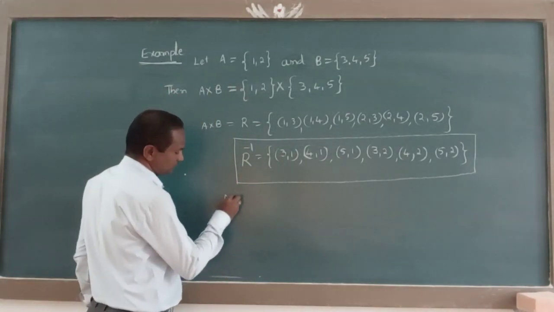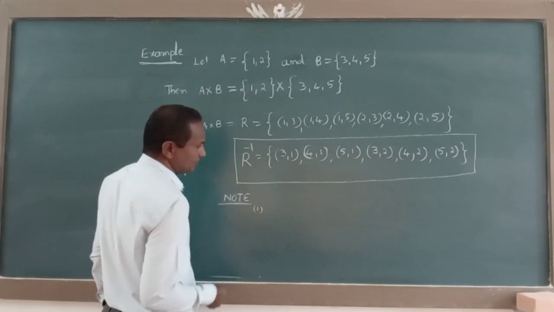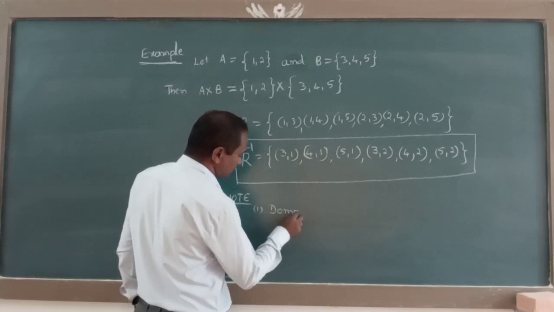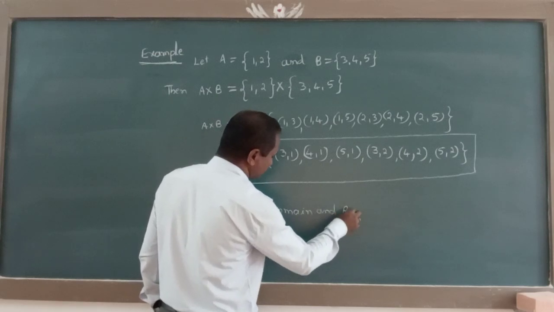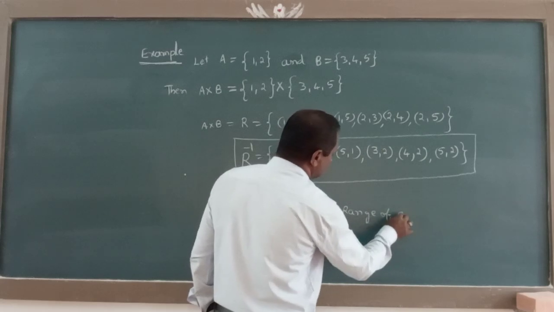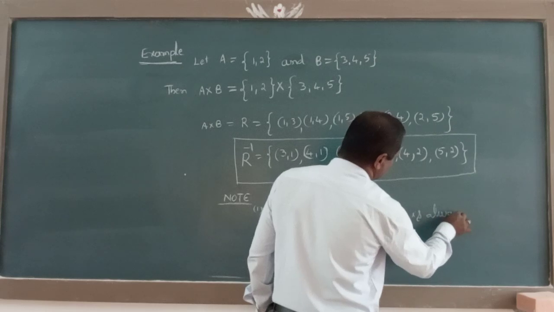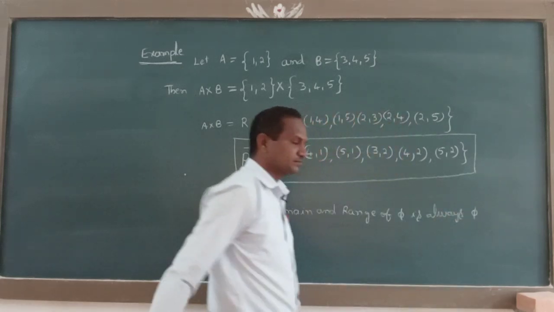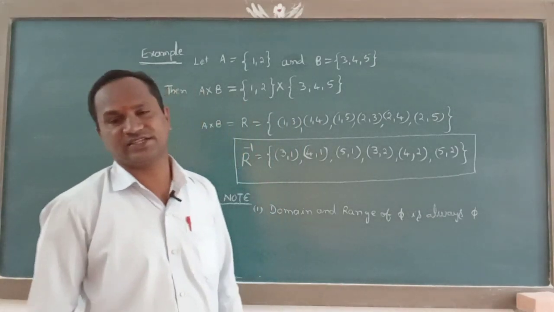Now here, number one, domain and range. Domain and range of null set is always null set. Domain and range of null relation is always a null relation only.